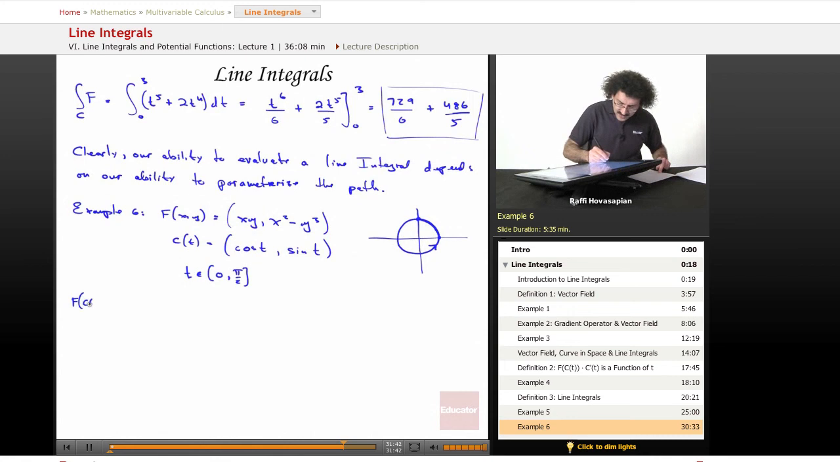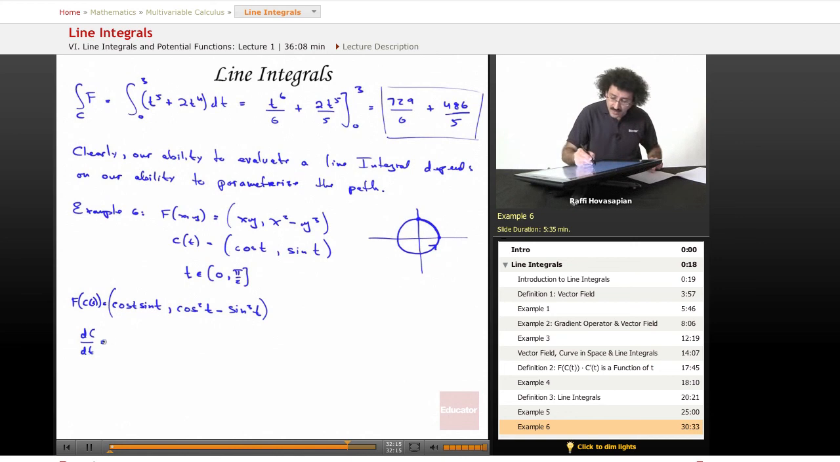So f of c of t is equal to, well, this is x, this is y, so we put it in there. So we get cosine of t and sine of t. And then we have x squared, which is cosine squared of t, minus y cubed, which is minus sine cubed t. Okay, now let's do c prime of t, or I'm going to write it as dc dt.